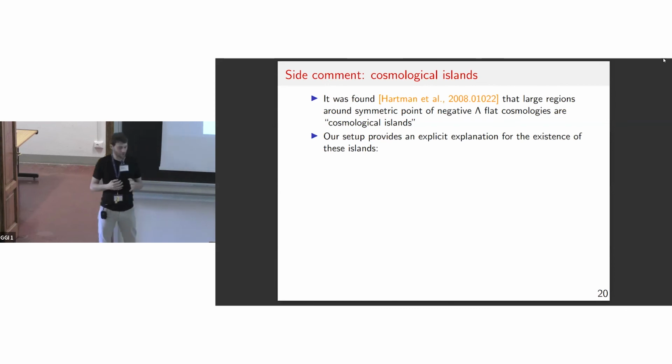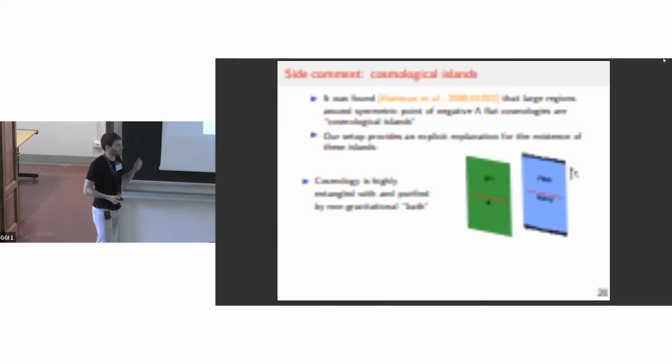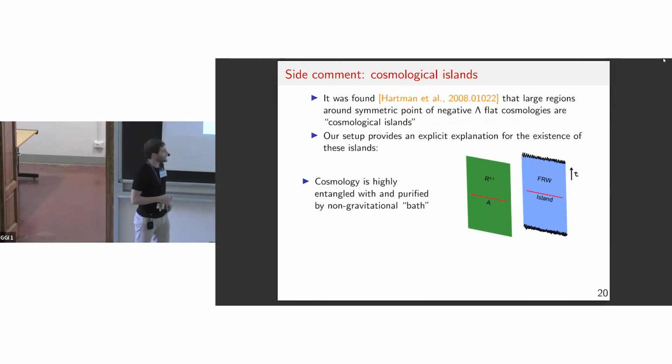Now, our models are exactly the same. So they don't add anything to this specific analysis. What they tell you is that there is actually a bath that you don't need to put in by hand, because we saw that in the cosmology slicing, you get a cosmological universe entangled with a non-gravitational bath. This is what the path integral is telling you. So this seems to give you a reason to expect the existence of cosmological islands.